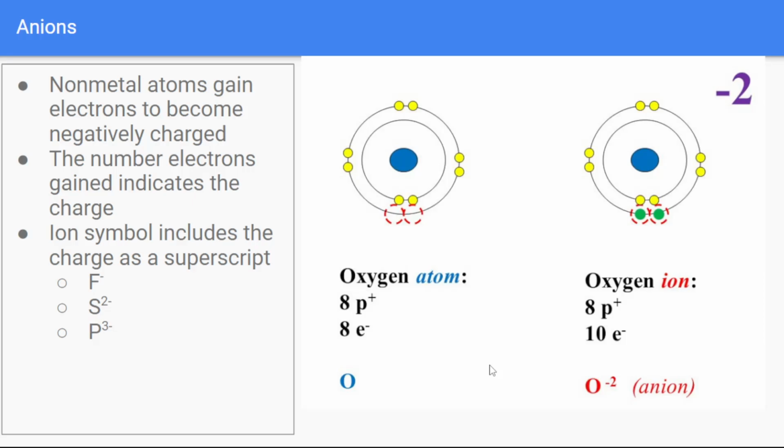With nonmetals, they gain electrons. So if they gain 1, they'll get a -1 charge. If they gain 2, a -2. If they gain 3, -3 charge. And when this happens, that outer shell becomes full. So instead of losing an energy level, they'll fill an energy level. But the name does change. So instead of having an oxygen ion, it's an oxide ion. We change the ending to "ide."